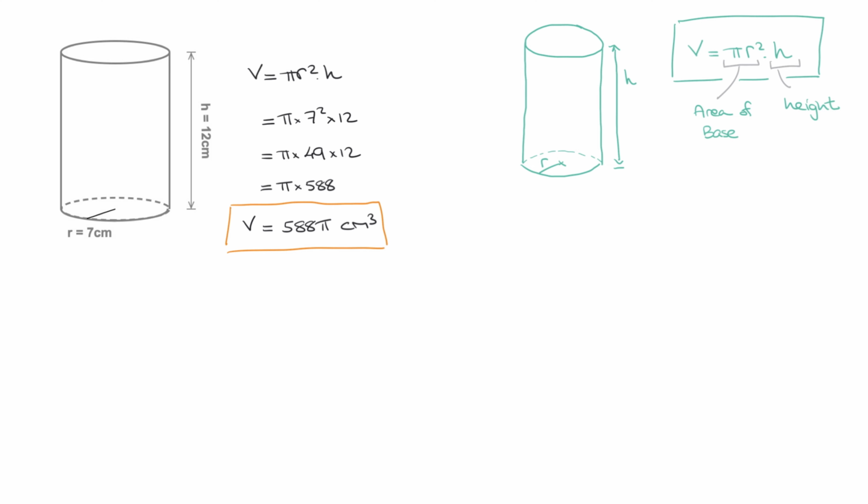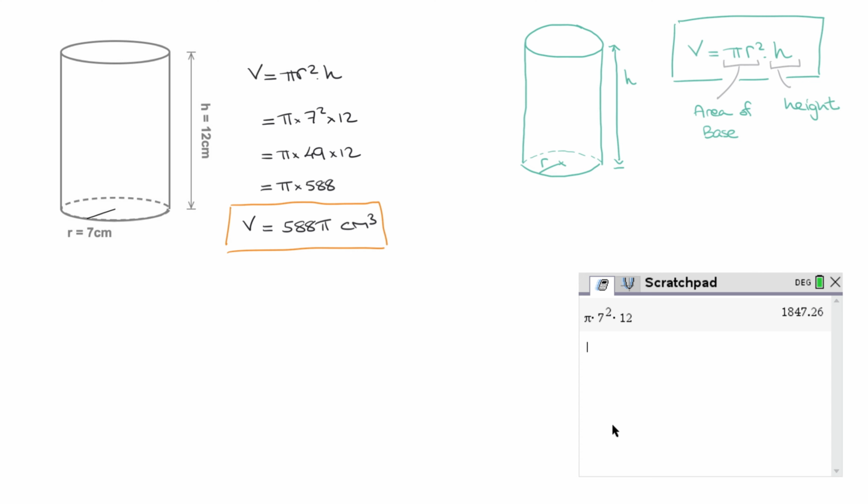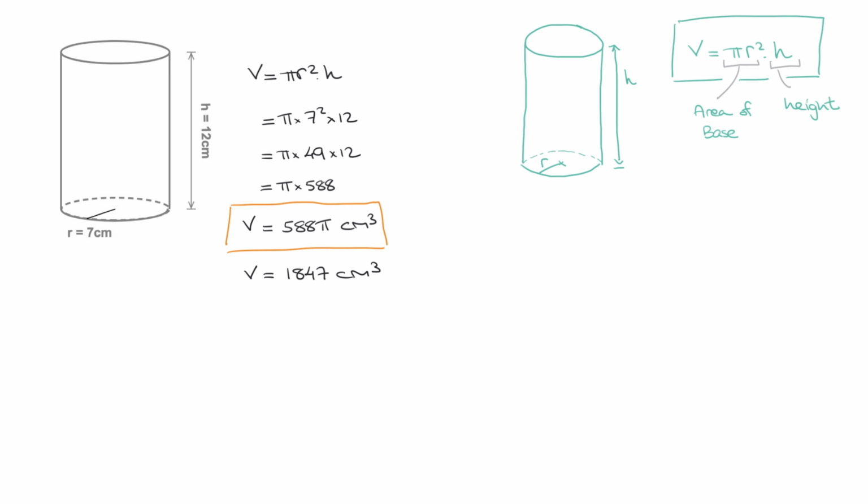If not though, as I said, we could type this line into our calculator, or we could type this 588 times pi into our calculator, and in doing so and rounding to the nearest cubic centimeter, I find that the volume is equal to 1,847 cubic centimeters. And we're done. Okay, so that's the volume. There we go. Now let's look into the area.